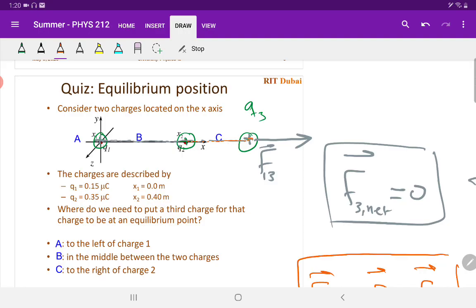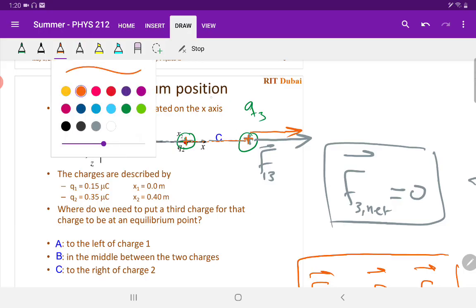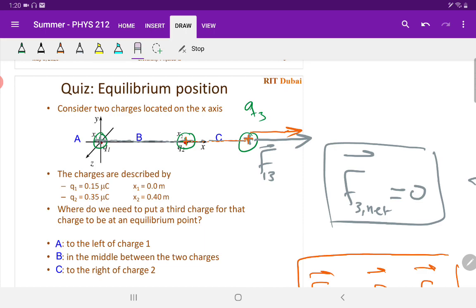Now what kind of interaction? Since this one is positive and this one is positive, it's a repulsive force. In which direction will this force be? If you think about it, it will again be a repulsive force, and that gives me F23. And look at this: F23 and F13, as you can see here, are in the same direction.